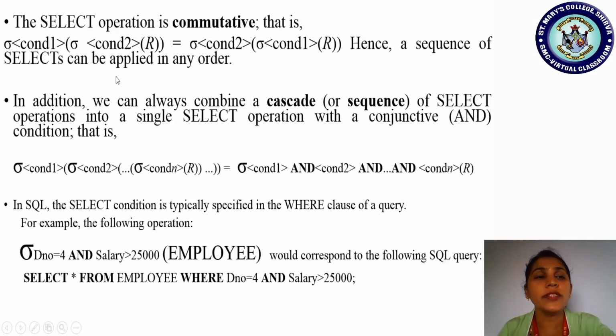Hence a sequence of selects can be applied in any order. So what is the way here? A dot B is equal to B dot A, right? A into B is equal to B into A. That is that kind.